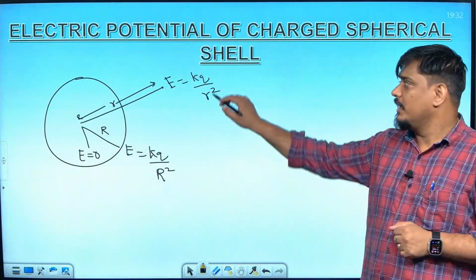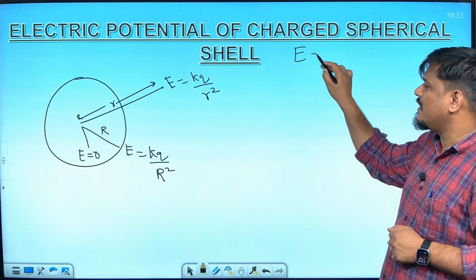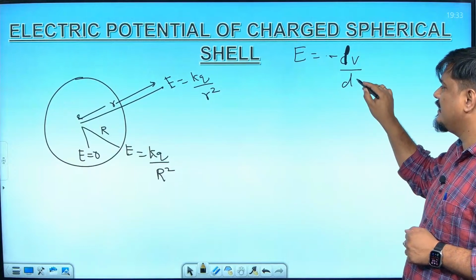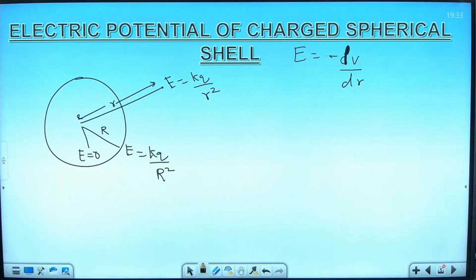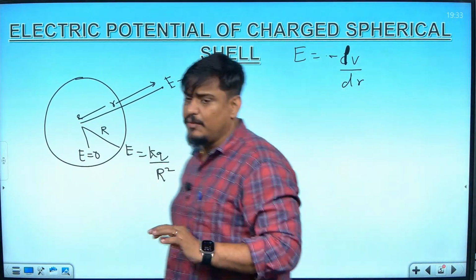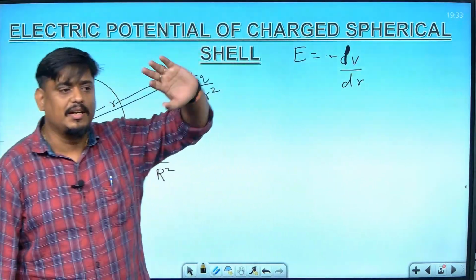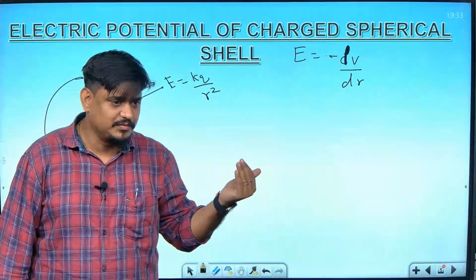Then we know that electric field is the negative gradient, minus dV by dr. So at all the points where the electric field is 0, electric potential must be a constant, because differentiation of a constant only is 0, isn't it?